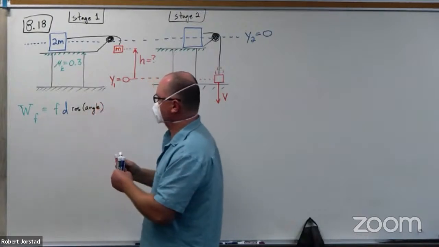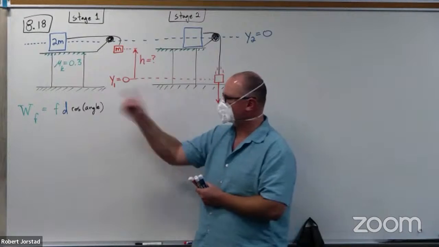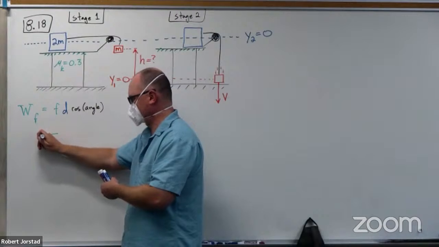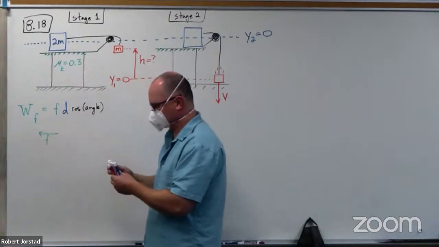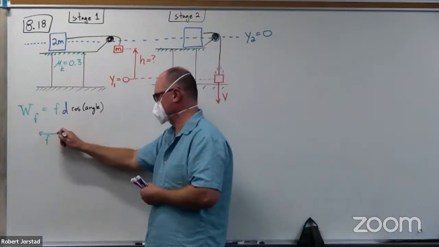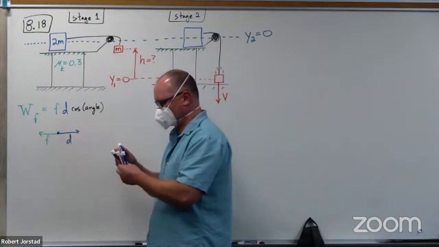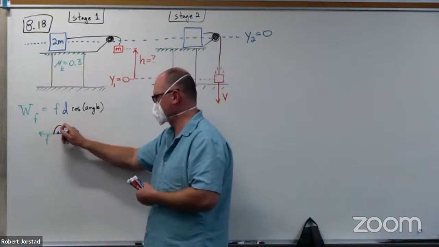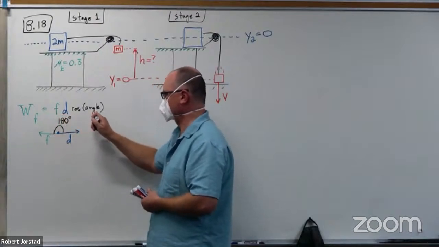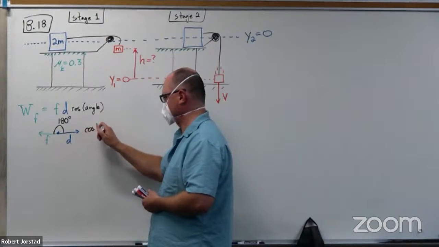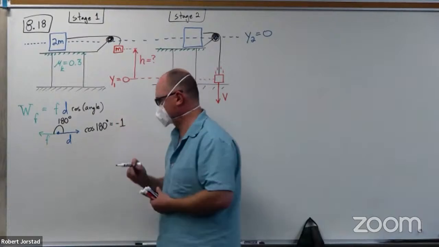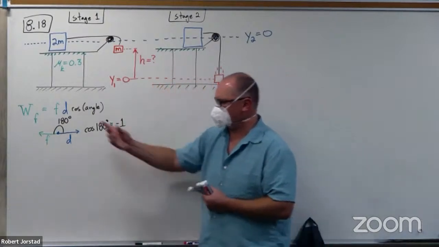Draw a picture. Which way is the friction in this problem? That way, because 2m is the one with the friction. So here's friction. Which way is it being displaced? To the right. What's the angle? 180. What's cosine of 180? -1. -1. How do I get the frictional force?